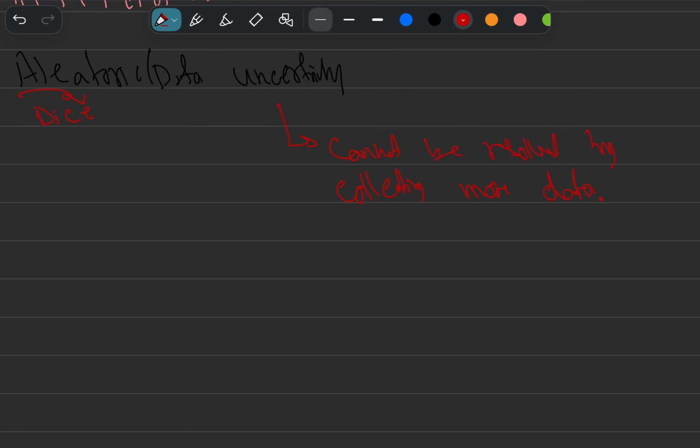Okay, so this is the second kind of uncertainty that we have. Great. Now, in the next video, we are going to look at probability as an extension of Boolean logic.